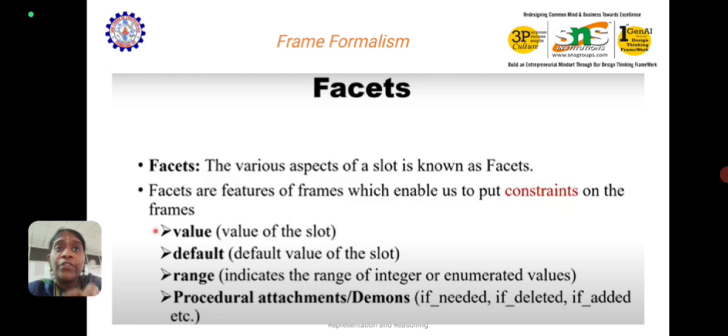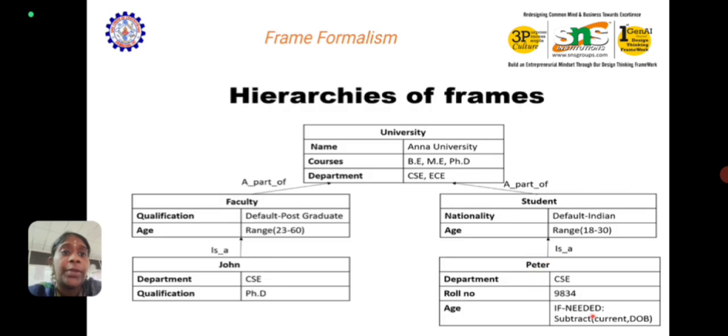For example, we take a frame as a dog, with a slot color, and we also take a slot as sound, etc. Common types of facets give a default value for the slot, a specific data type, limits of the slot's value to a set, a procedure to compute the value if it is unknown, a procedure that runs when a value is added, and numeric limits. Value, default, range, and procedural attachments are there in the facets.